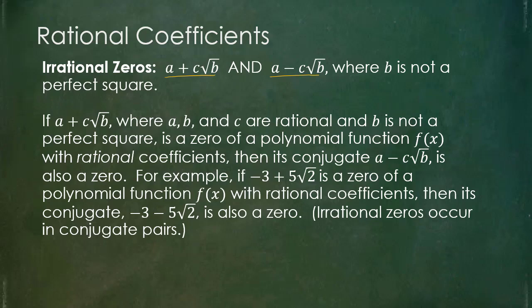So as we have as an example here at the bottom, if we found that negative 3 plus 5 root 2 happened to be a 0, then it's a guarantee its conjugate, negative 3 minus 5 root 2, would also happen to be a 0. So again, the key statement here is just the irrational zeros will also happen in what are called conjugate pairs, which, just to reiterate what a conjugate pair is, it's the same two terms. We just change the operation in between from a plus to a minus, or potentially from a minus to a plus.